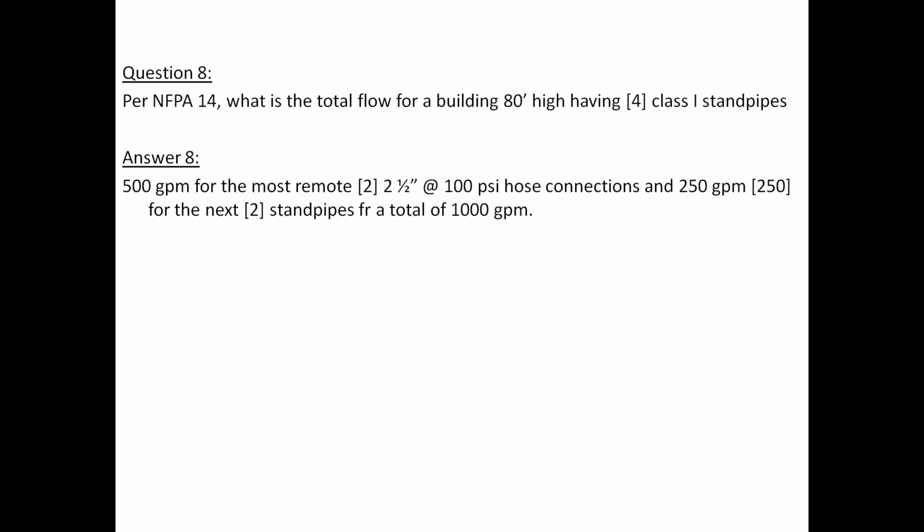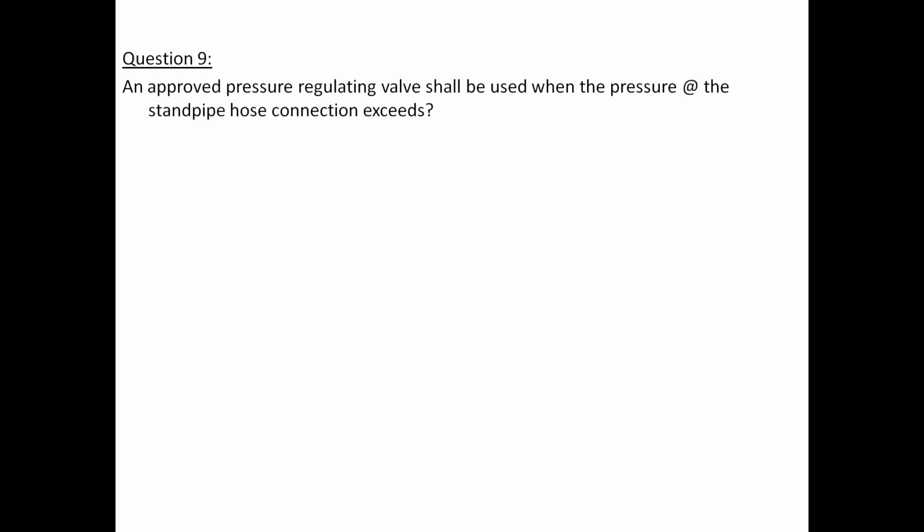Question 8. Per NFPA 14, what is the total flow for a building 80 feet high having 4 Class 1 standpipes? Answer 8. 500 gallons per minute for the most remote 2.5 inch at 100 psi hose connections, and 250 GPM for the next 2 standpipes for a total of 1000 GPM.